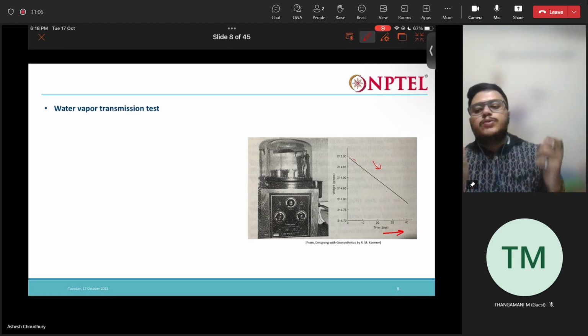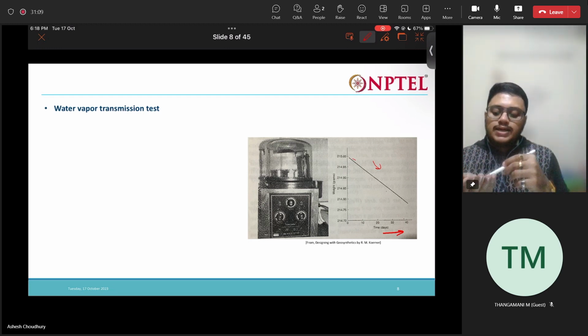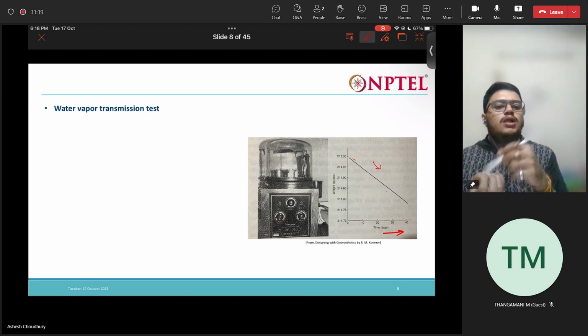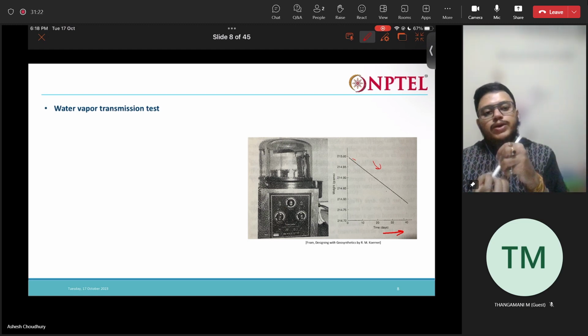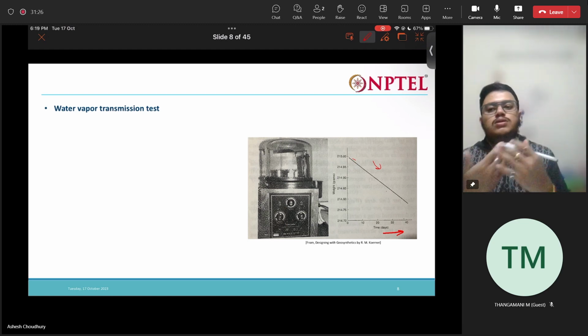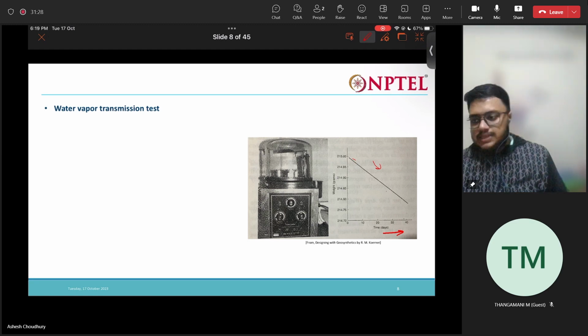The other option is that we can put a desiccant inside the cup, and outside there is water vapor. Obviously the relative humidity outside will be higher, and inside it will be zero. So we can measure how much the weight of the desiccant increases inside. Vice versa, this will give the same result.